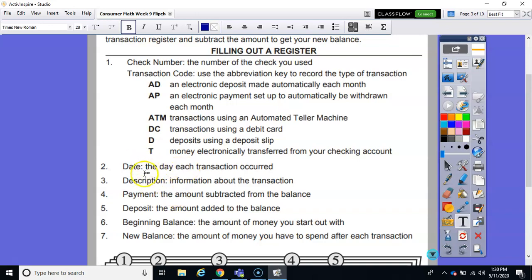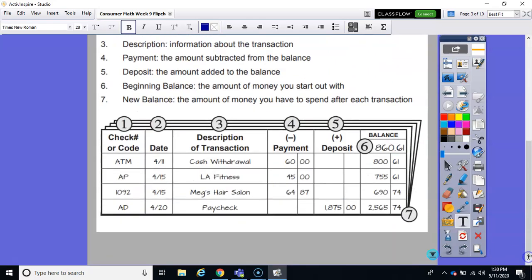So the date's important because it helps you to easily check the stuff off. The description says exactly what it was, so you can remind yourself, what did I spend $68 at the hair salon for? Oh yeah, I got my roots done. I got my hair cut, that kind of thing. So just to help remind yourself what those payments were for. How much the payment was for, how much the deposits were, your beginning balance, and then your new balance. So it's always important to keep up your balance so you know exactly how much you have.